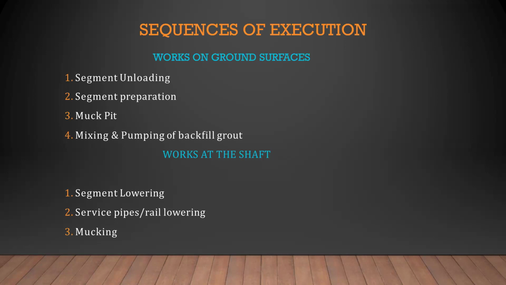Then service pipelines. Service pipes, cables and rails will be loaded onto segment cars and sent to the tunnel face or backup area for extension works. Next one is mucking. Muck conveyed from the tunnel side will be carried up to the ground surface by the vertical conveyor. The vertical conveyor connects to the next horizontal belt conveyor, which directs to the muck pit.